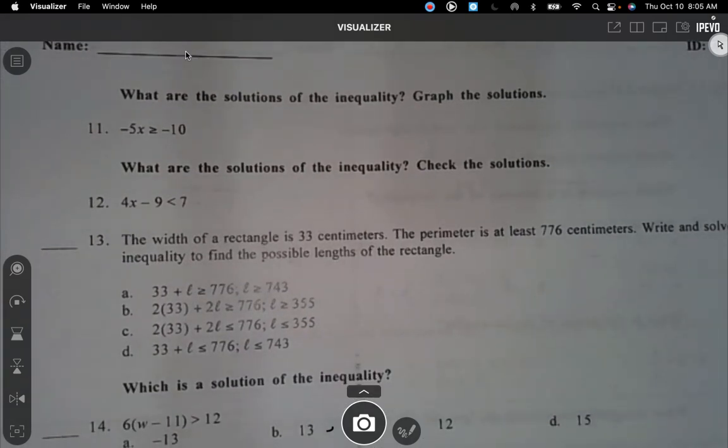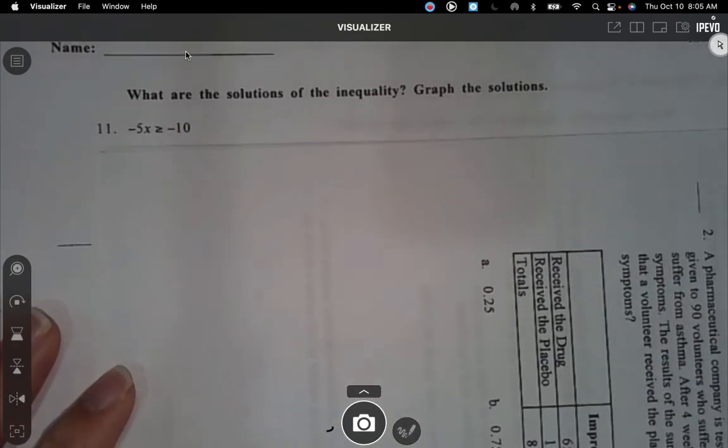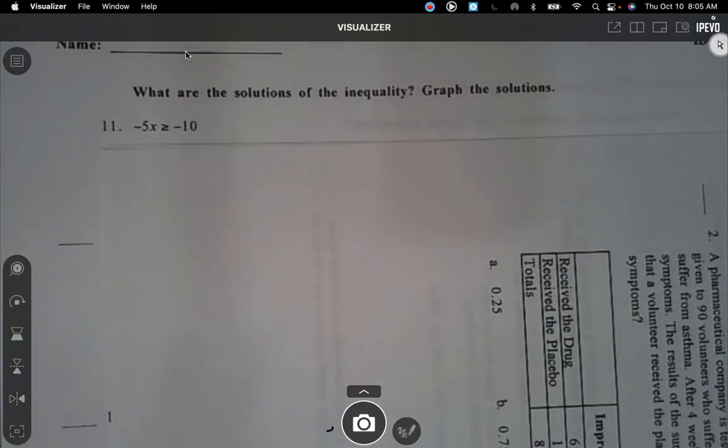Okay? So on this one, what do I do to solve for x? It says negative 5x, so divide by negative 5. What happens when you divide by a negative? Flip your sign.